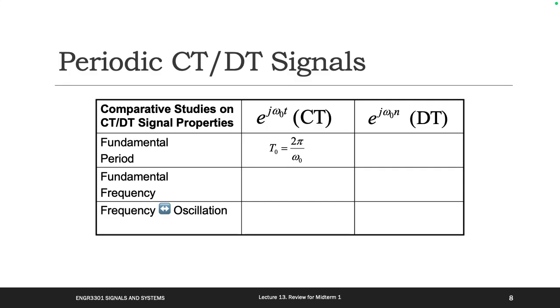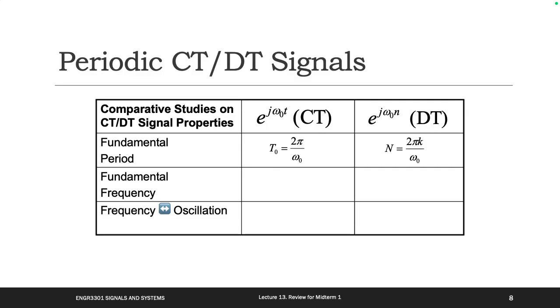And how about the fundamental period for the DT? It is N equal to 2 pi k over omega naught. Am I right? You need to write it in your cheat sheet, for the midterm. Do we get a cheat sheet? Yeah, you will have one. You need to prepare it by yourself. And I will talk about it later.